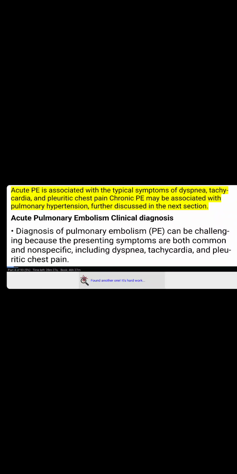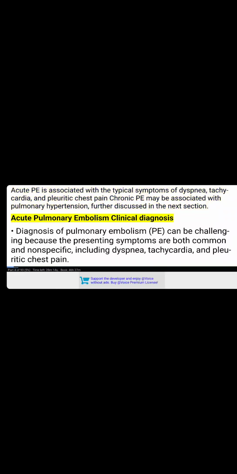Pulmonary vascular disease. Pulmonary embolism, PE. Pulmonary embolism can be divided into acute and chronic subtypes. Acute PE is associated with the typical symptoms of dyspnea, tachycardia, and pleuritic chest pain. Chronic PE may be associated with pulmonary hypertension, further discussed in the next section.